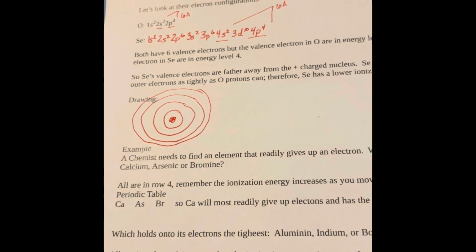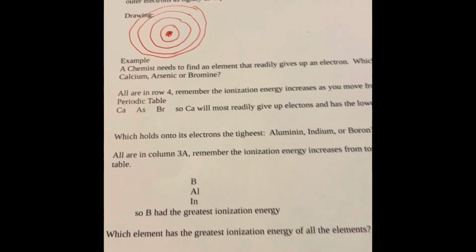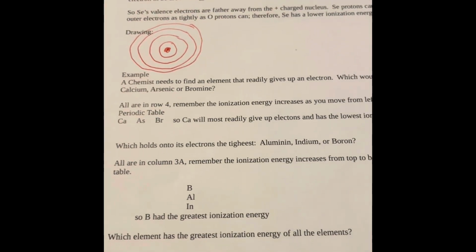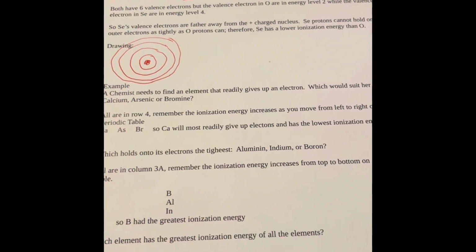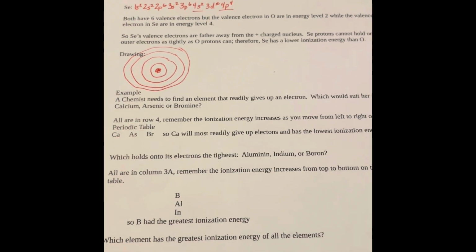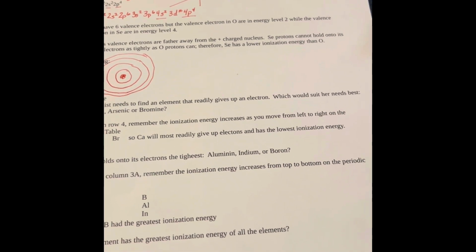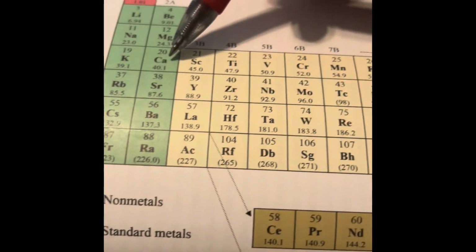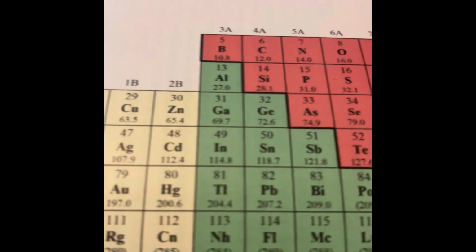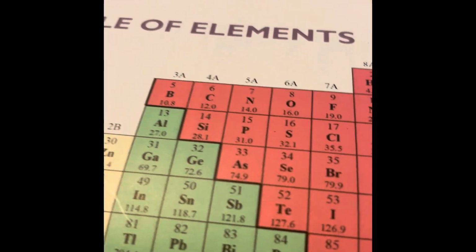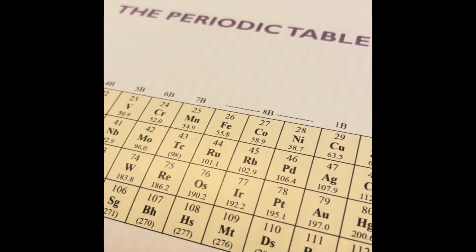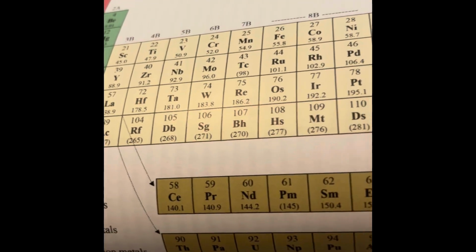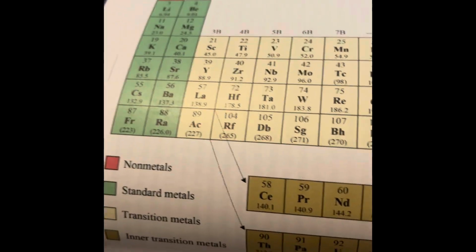Okay? All right. Let's work through another example really quick, just with these properties. A chemist needs to find an element that readily gives up an electron. Which one of these would suit her needs the best? Calcium, arsenic, or bromine? Okay, so you can see that calcium, arsenic, and bromine are all in the same period. Calcium is over here, where the other two are over here. Calcium is the one that's the most ready to give up its electrons and has the lowest ionization energy, okay?